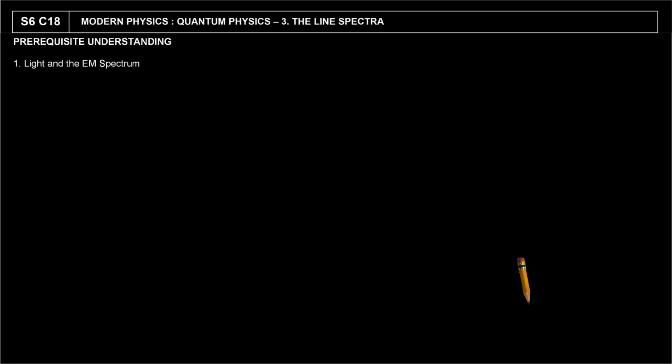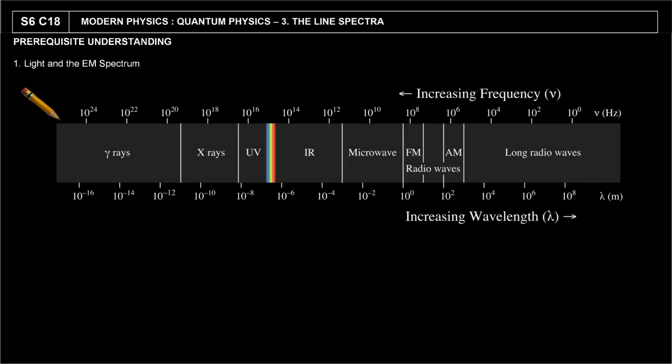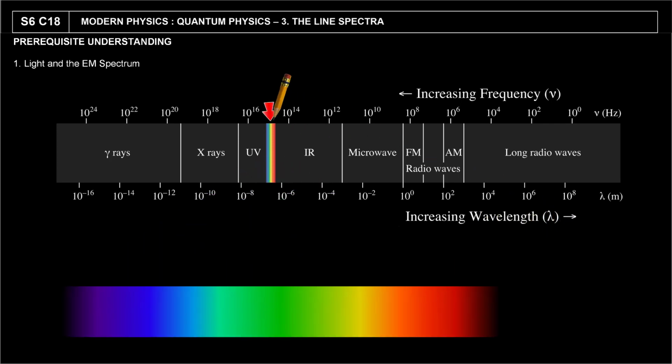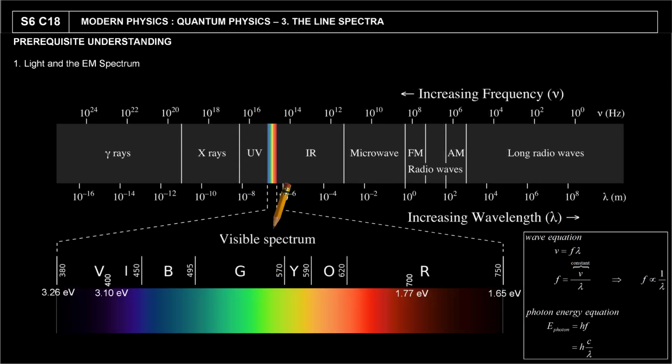Light and the EM spectrum. Shown here is the known EM spectrum with increasing wavelength, therefore decreasing frequency and photon energy, as we move rightwards. This little part or range of wavelength, frequency, or energy here is the visible spectrum, or light.